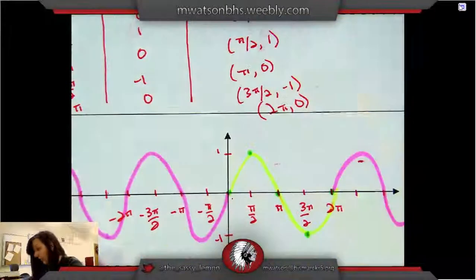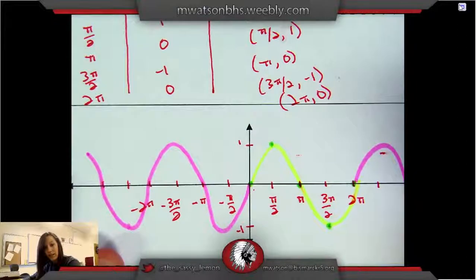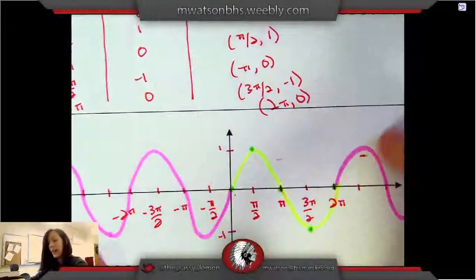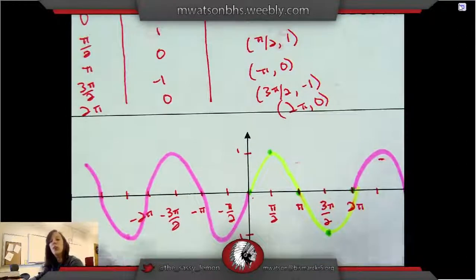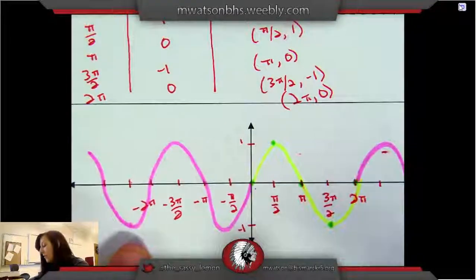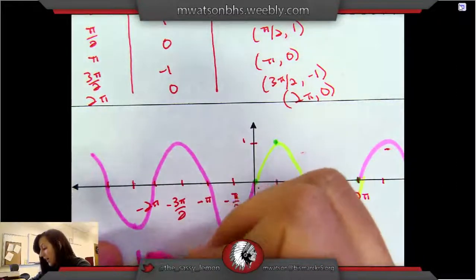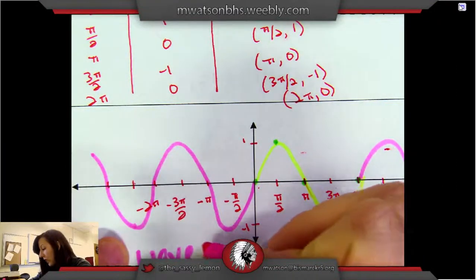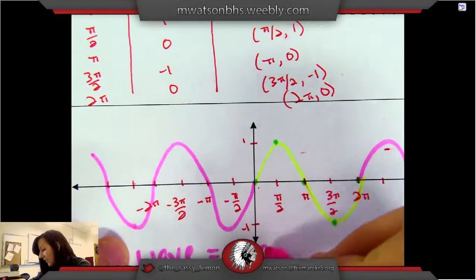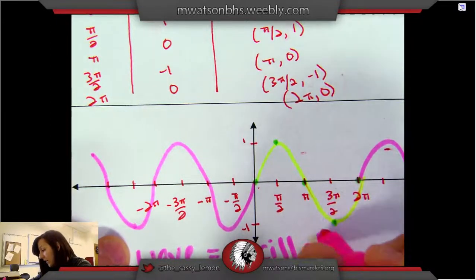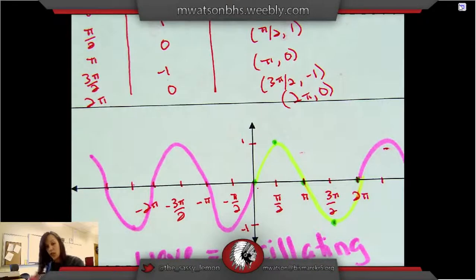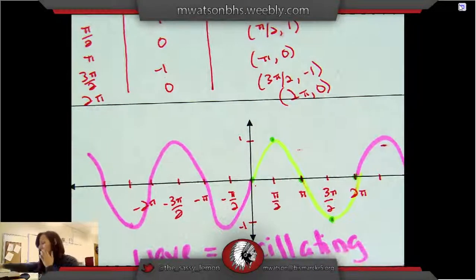Excuse my poor drawing, it's hard without dots, but you can kind of see how it just repeats the same wave over and over and over. And this wave is called oscillating. So down here I'm going to write wave equals oscillating. It's a good word to know that describes what this looks like.